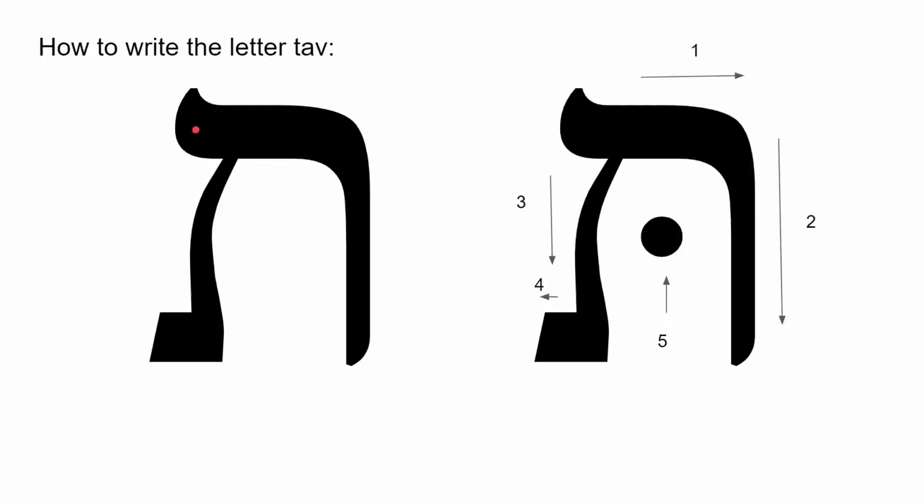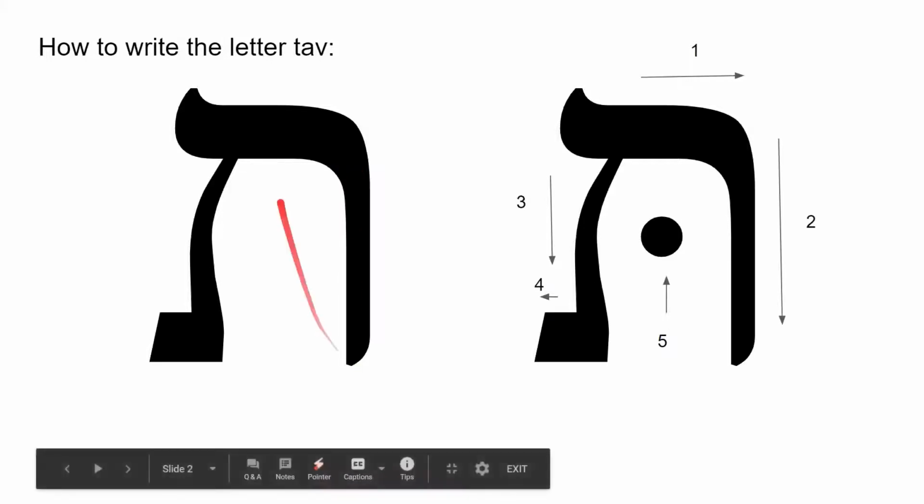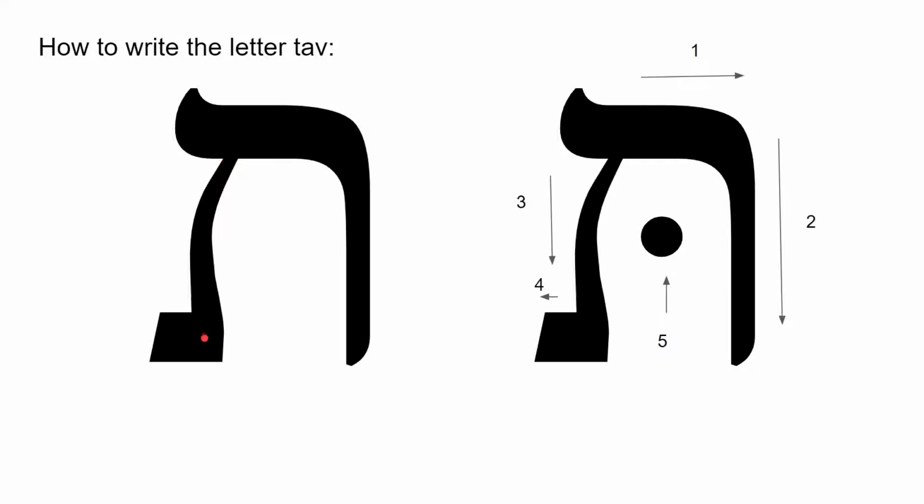Let's try it again over here. We're going to go to the top of the Tav. So we go down and around, pick up our pencils and start here. And we go down, and then we get that tap and toe.